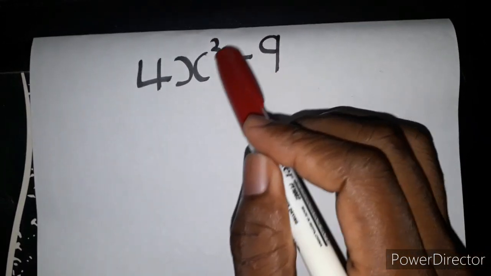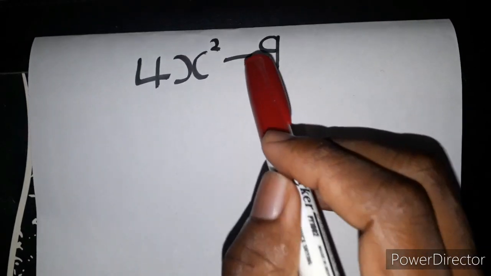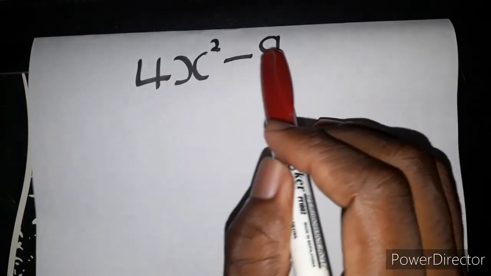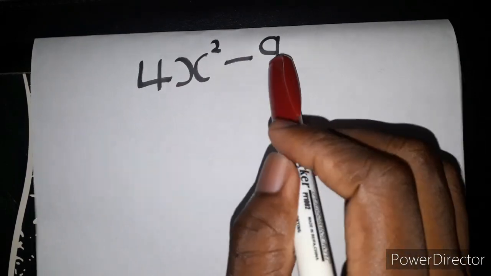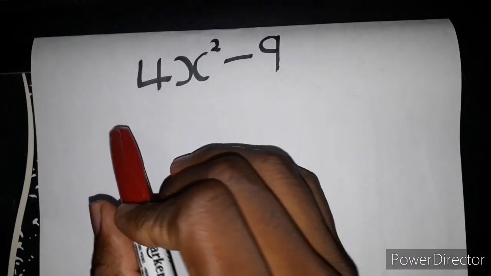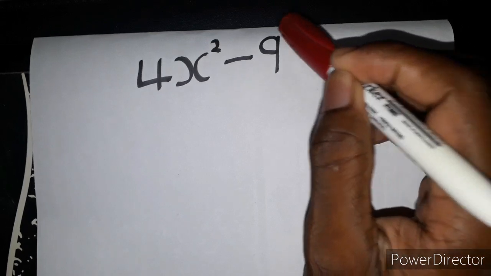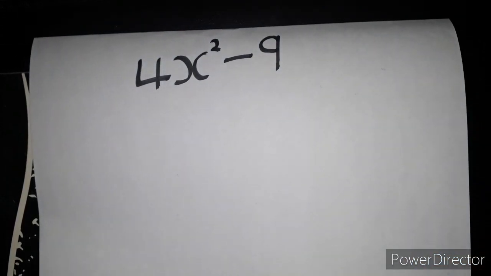Now, with the difference of two squares method, the sign between the two terms must be a minus. If this is a plus, we cannot use this method. And also, the two terms that you have must be perfect square numbers or perfect square terms. That means when you multiply a term by itself, you will get this term, or when you multiply a number by itself, you will get this number. So those are the two important things that you need to look at before you can use the difference of two squares method.